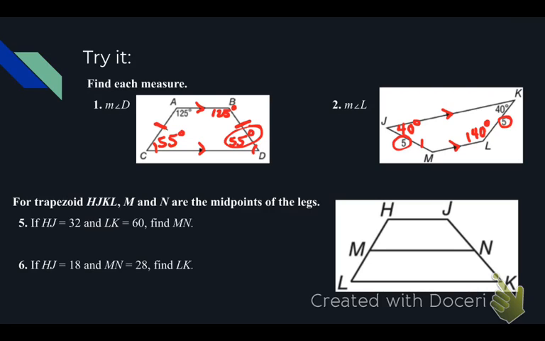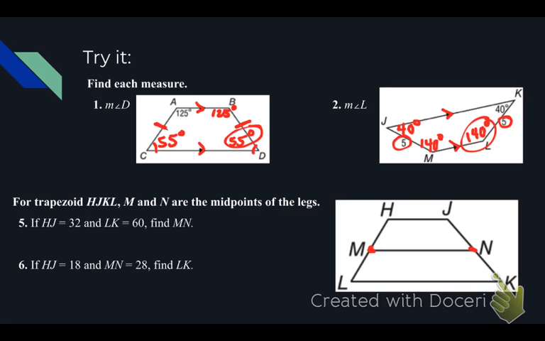Angle M would also be the same as L. And if we add the four of those angles together, we should get 360. Okay, so angle L, 140 degrees. All right, now down here to the mid-segment. So M and N are the midpoints of the legs. So MN is the mid-segment.